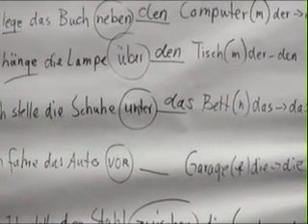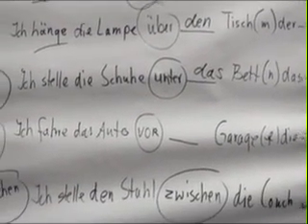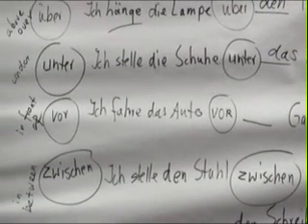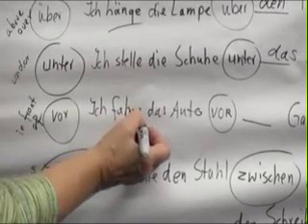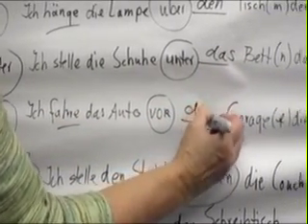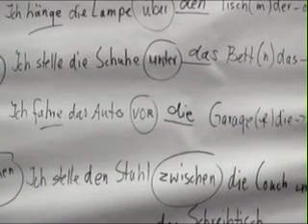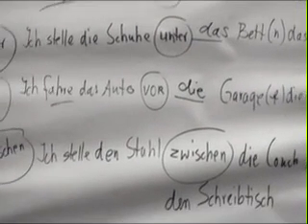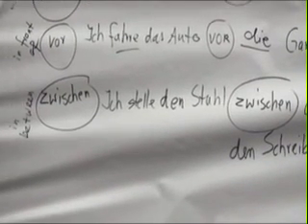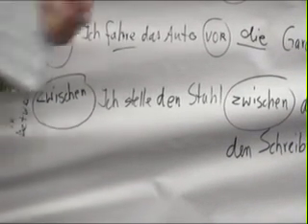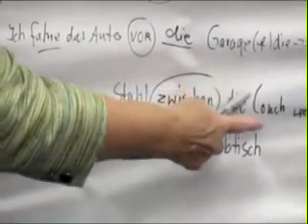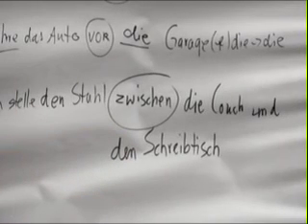Now the car is parked in the street. It's not supposed to be there because it impedes traffic. So I'm going to have to move the car, right? So ich fahre das Auto vor die Garage. So I'm driving it up to the front of the garage, vor die Garage. And zwischen, again, I don't like the location of the chair, so I'm going to put it between the couch and the writing desk. Ich stelle den Tisch zwischen die Couch und den Schreibtisch.